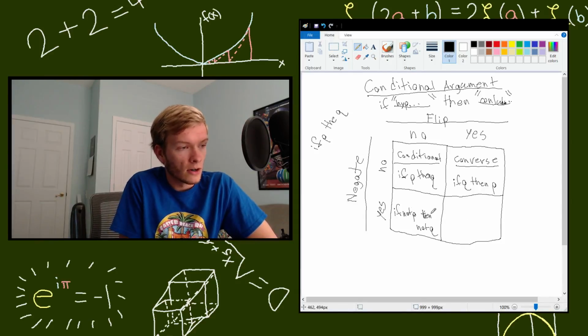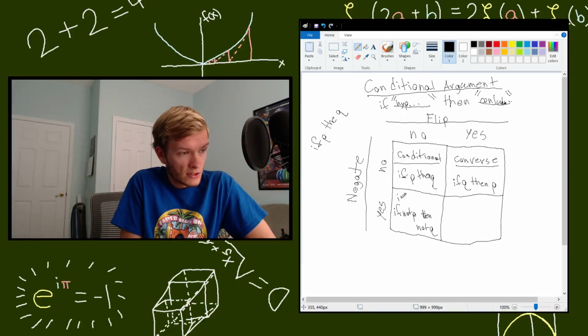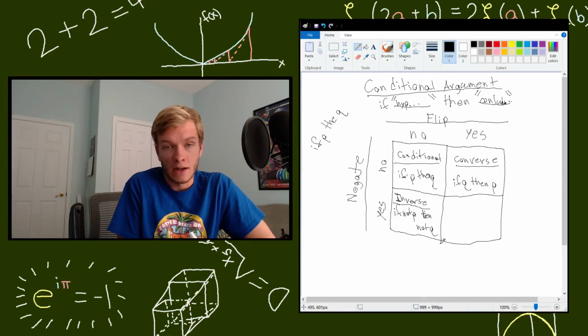And then our last one, I'll give you the name of this one. This is the inverse. So that might make sense to you guys off the top of your head. Inverse usually means the opposite. So what we're doing is the opposite of the original statement: not P and not Q.